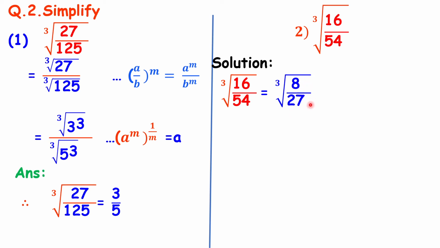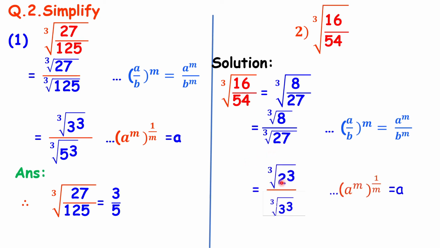We know 8 and 27 are perfect cubes. We know 8 is the cube of 2 and 27 is the cube of 3. We write this as cube root of 8 upon cube root of 27. In index form, 8 is the cube of 2, so we write this in index form, that is 2 raised to cube and 3 raised to cube. Here we use the rule of indices, (a raised to m) raised to 1 upon m is equal to a. So the answer is 2 upon 3.